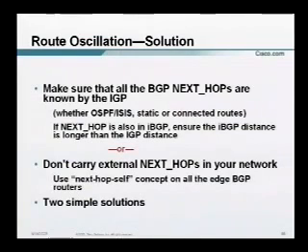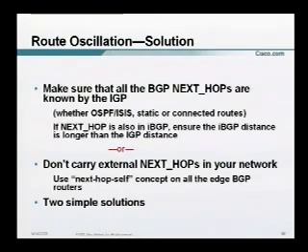So make sure that all the BGP next hops are known by the IGP, whether it's OSPF or ISIS, or static or connected routes. The next hop is also an IBGP. Ensure the IBGP distance is longer than the IGP distance. That catches a lot of people out. I mean, when the IBGP distance is set much, much smaller than, say, OSPF or ISIS, you can end up with this problem, because IBGP becomes more important than the IGP, which, quite frankly, it should never be.